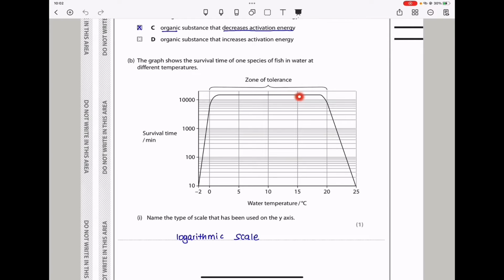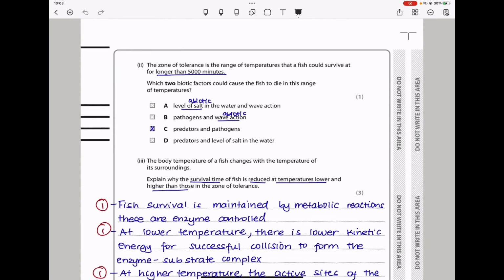The zone of tolerance, we saw the survival is constant, but below the temperature 0, we can see the survival is going to decrease, and beyond 20 degrees, we see the survival is also going to decrease. The decrease or low survival in this region is going to be due to low kinetic energy, but the decrease or low survival here is going to be due to high temperature causing the enzymes to denature.